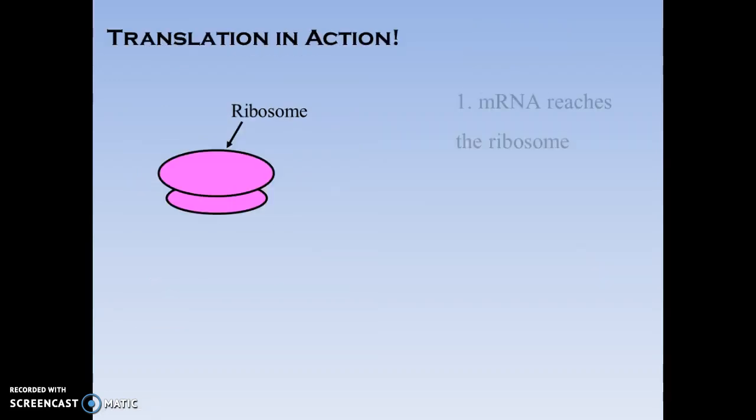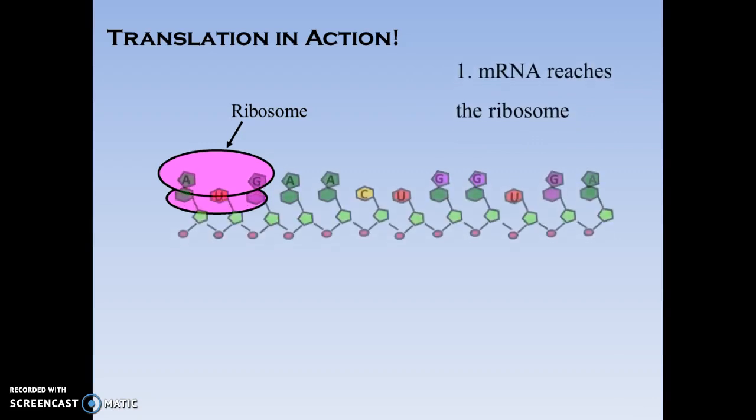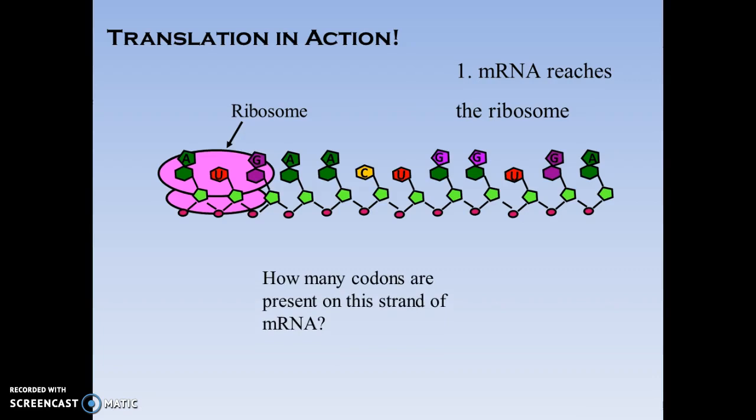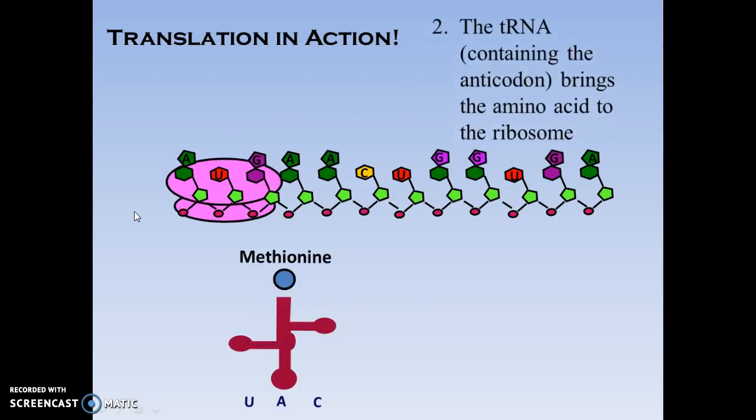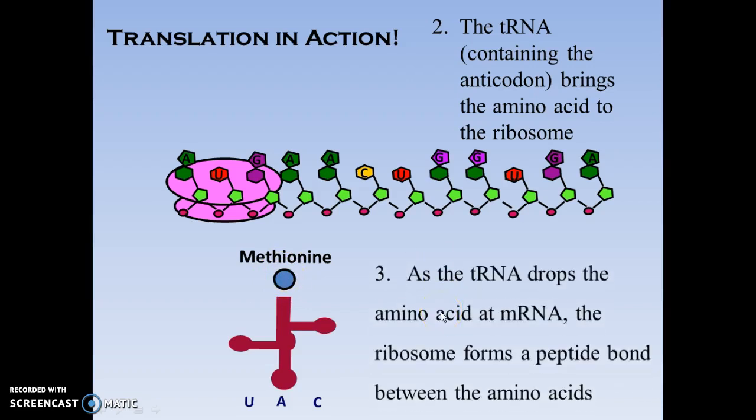Here we see the ribosome, and the mRNA needs to come out and find the ribosome. How many codons are on this strand of mRNA? Codon, codon, codon, codon. So 4 total. Once the ribosome and messenger RNA meet up, next we're going to see transfer RNA, or tRNA, with its anticodon and its amino acid on the other end coming in. And as the tRNA drops off the new amino acids, the ribosomes are going to help bond amino acids together using peptide bonds.